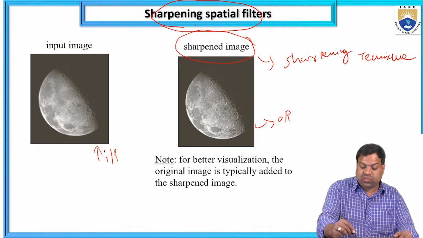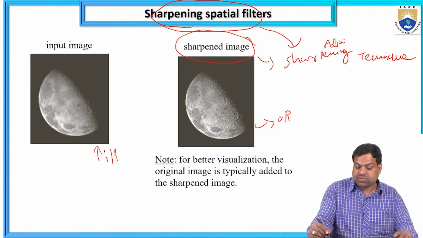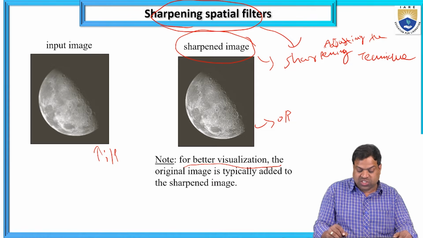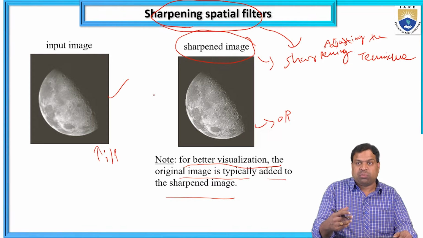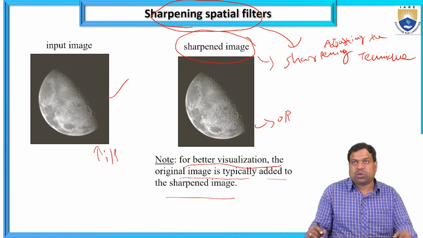The sharpening spatial filter is adjusting the sharpness. For better visualization, the original image is typically added to the sharpened image. This is the original image, and for better visualization we have added the sharpening technique to it. The output is a sharpened image.